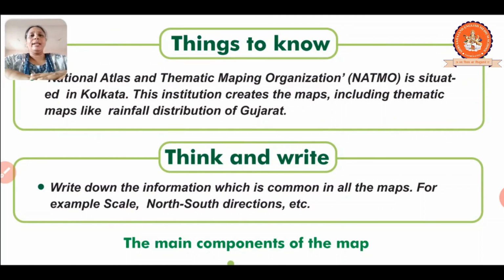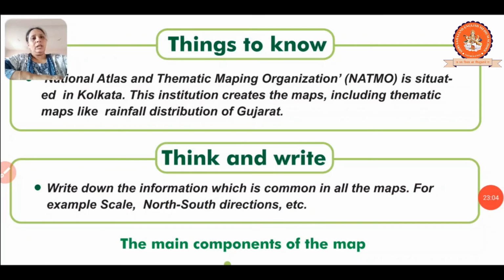Okay, think and write down the information which is common in all maps. Whatever I give you, you have to write down what is common in all maps, for example scale, north-south direction, etc. Okay beta, this lesson is completed in one part. This lecture covers one part, and in the next lecture we will give the second part of this lesson. You can read this lesson twice and understand it.